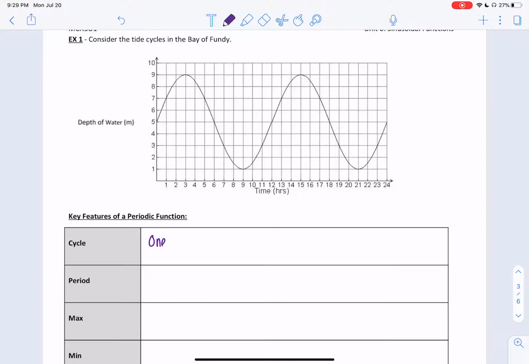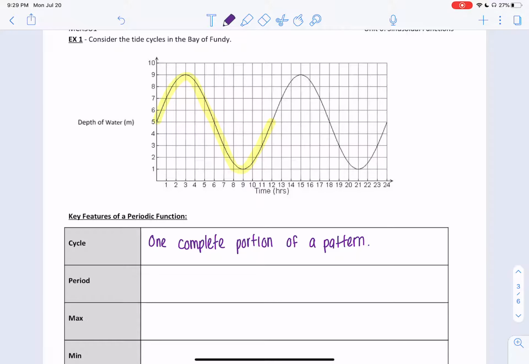So one complete portion of a pattern. So for this specific example, this whole pattern would be here. All of that would count as one cycle.